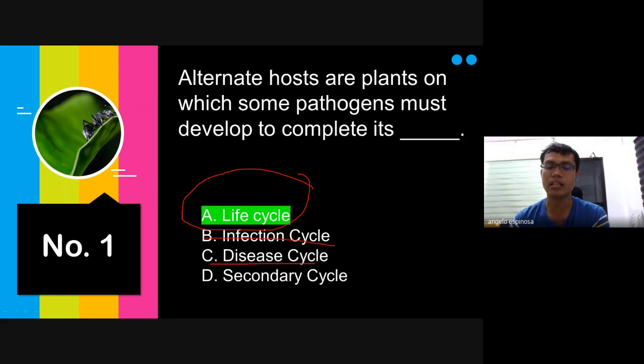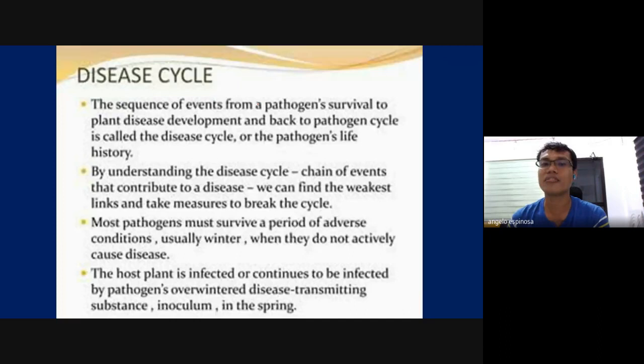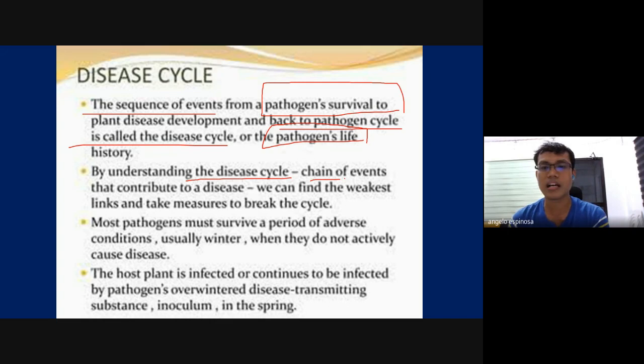And then secondary cycle. When we talk about disease cycle, it is the sequence of events. Ibig sabihin ng sequence of events, pagkasunod-sunod. From a pathogen's survival, it talks about the survivability or the mortality rate of the diseases, kung hanggang saan yung survival rate niya. Plant disease development and back to the pathogen cycle is called the disease cycle or the pathogen's life history. Pag sinabi natin pathogen's life history, saan ba siya nagsimula, paano siya naging matured, hanggang bumalik siya sa pathogen cycle. By understanding the disease cycle, the chain of events, the sequence of events that contribute to a disease, we can find the weakest links and take measures to break the cycle.